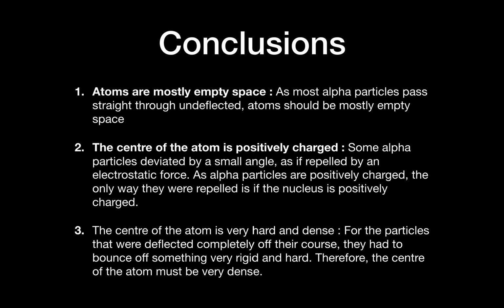The third conclusion is that the center of the atom is very hard and dense. For the particles to bounce back completely off their course, there had to be something very hard, strong, and rigid, centered in its position, which the alpha particles bounced against. Therefore, the center of the atom must be very hard and dense.